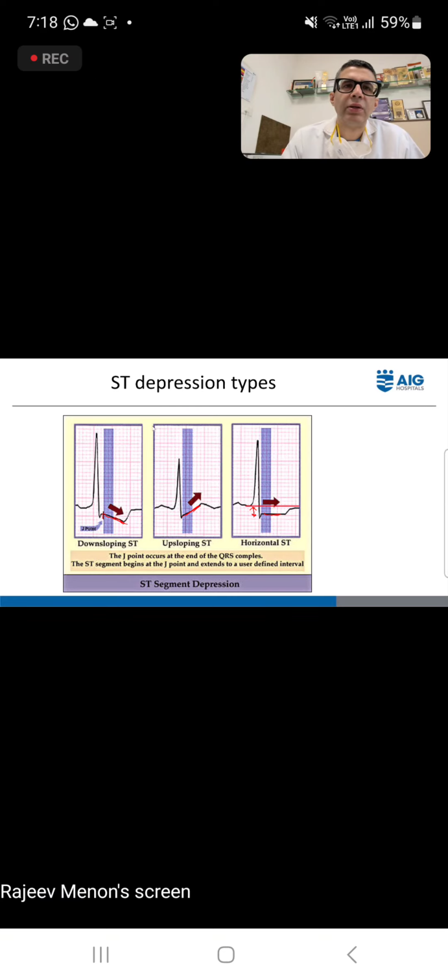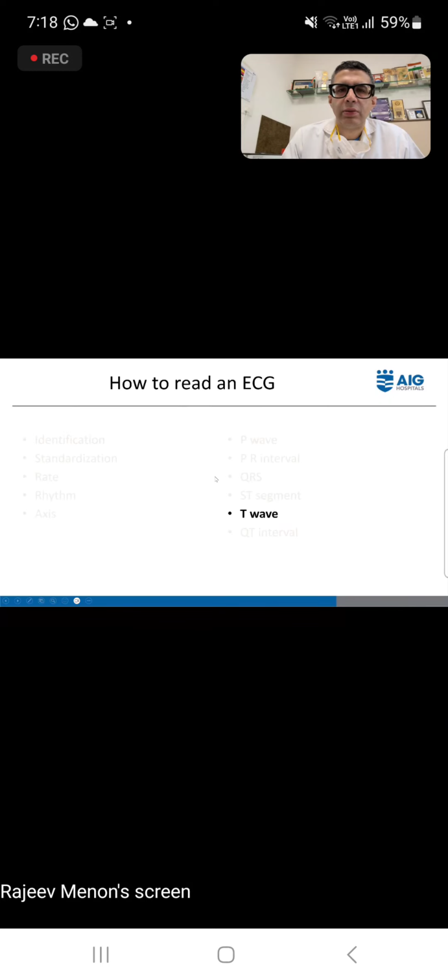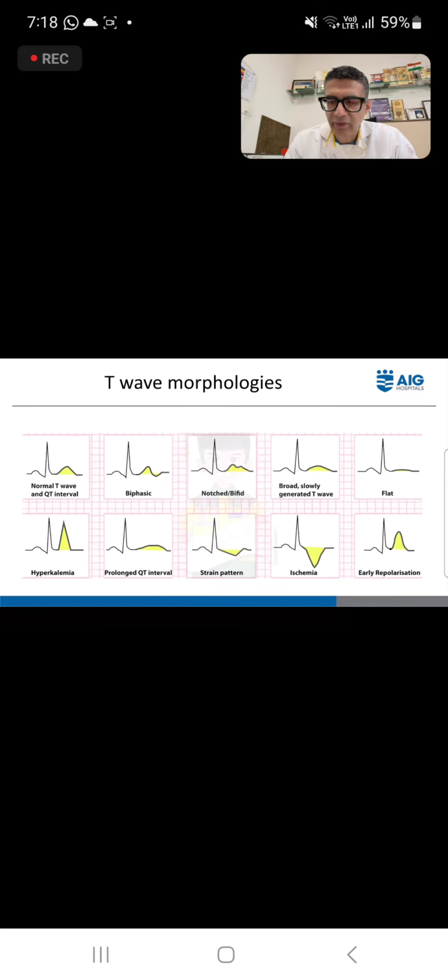Okay, so after ST segment, we'll go on to T waves. We all know that T waves indicate ventricular repolarization. So till now QRS and all, we were talking about ventricular depolarization. Then T wave indicates ventricular repolarization. So there are different morphologies of T waves which you should be aware of, which will help you in identification.